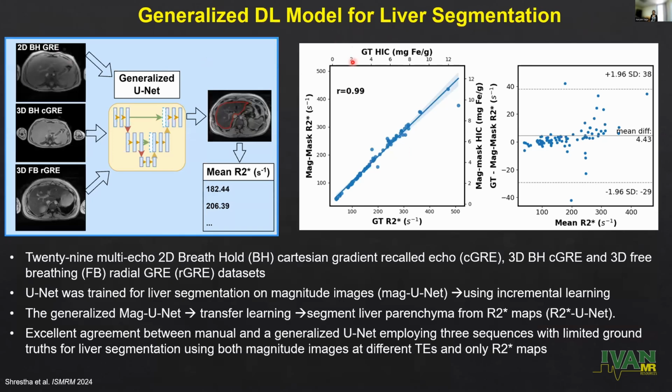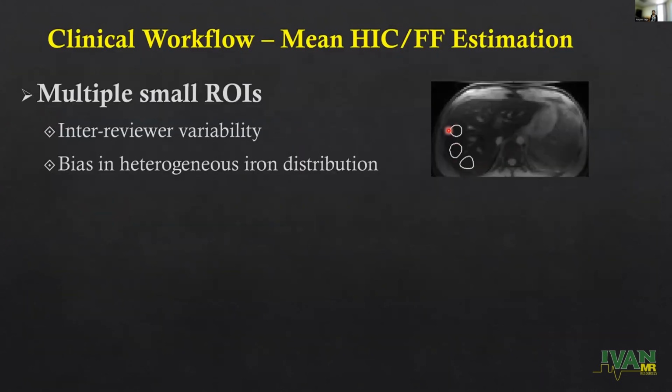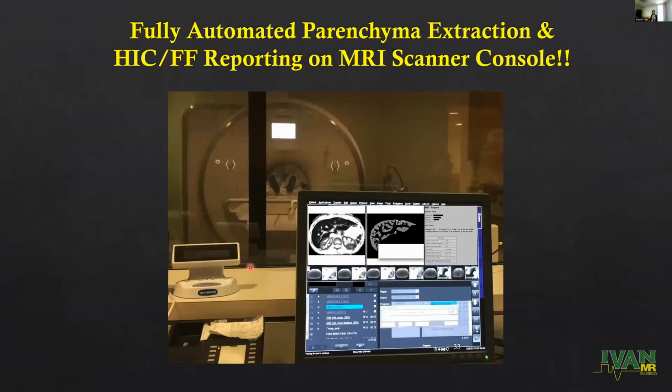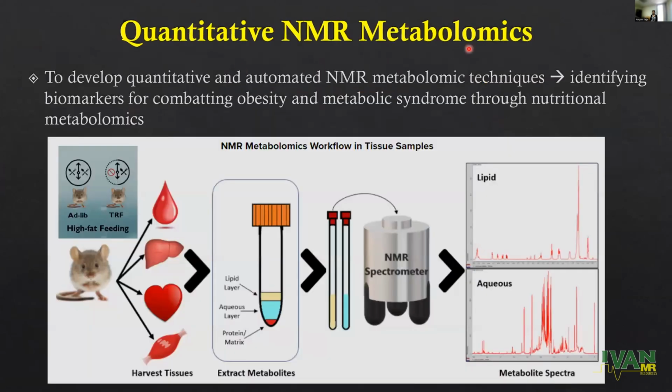And lastly, we're also developing some deep learning techniques to automatically extract the liver, because clinically, the radiologists have to draw these ROIs and then quantify. But we are also developing a deep learning technique to automatically extract the liver, filter off the blood vessels, and quantify the mean R2 star. And this is a work in progress. Our final aim is to fully automate the parenchyma extraction and also the reporting of iron content and fat on the MRI console itself.